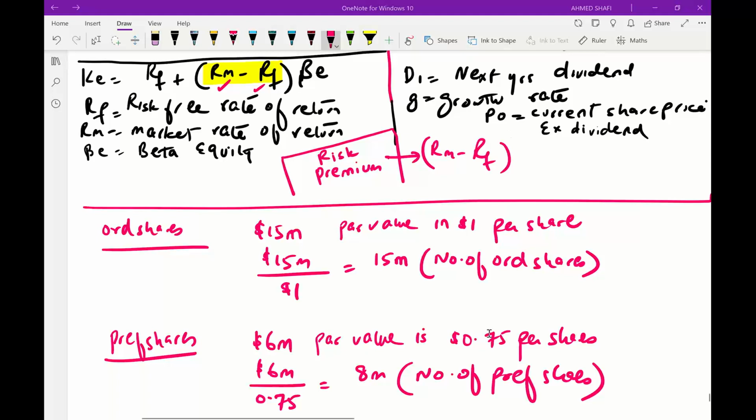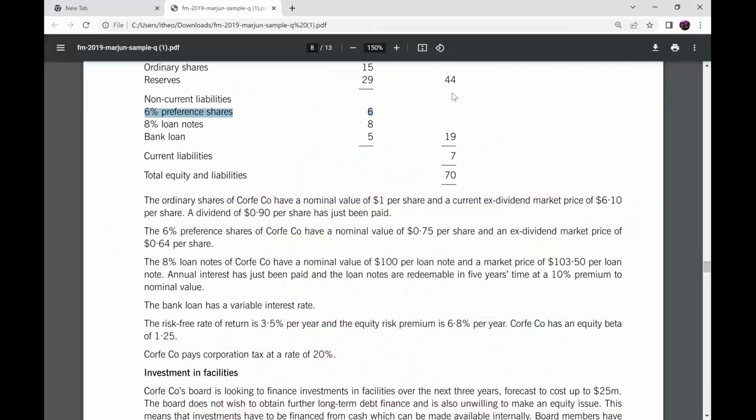Okay, so if I look at the question again, I was provided with the balance sheet, and then in later paragraphs, ordinary shares had a par value of 1 and market price of 6.1. Ordinary shares' par value was given, so I calculated the number of ordinary shares. Preference shares' par value was given, so I calculated the number of preference shares. Loan notes have a par value of 100, market price 103.5, the bank loan has a variable rate, risk-free rate 3.5%, premium 6.8%, equity beta 1.25, tax rate is 20%.